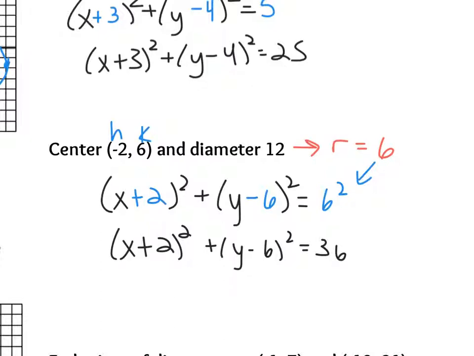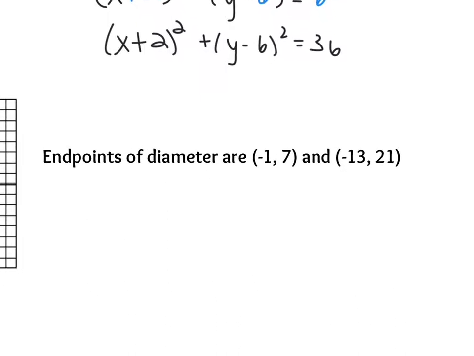This last one is as hard as circles get, which says the endpoints of the diameter are blah and blah. Okay, I don't really want to graph something that goes out as far as 21. Do you want to graph something that goes that far out? Probably not. Could you? Yes.